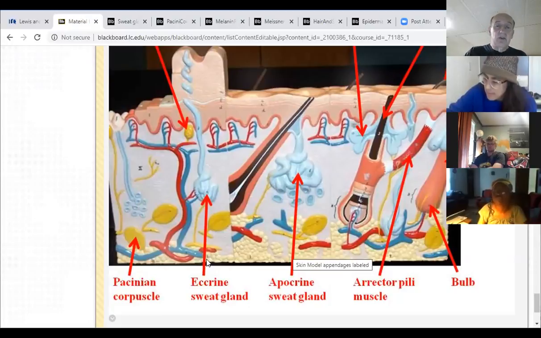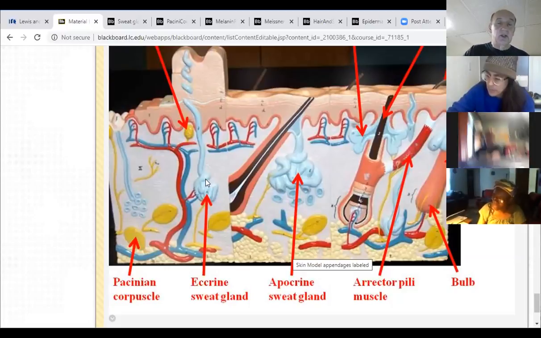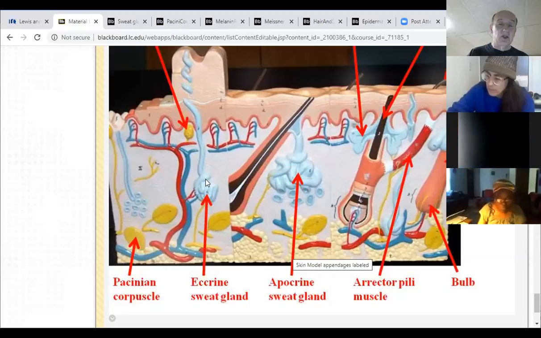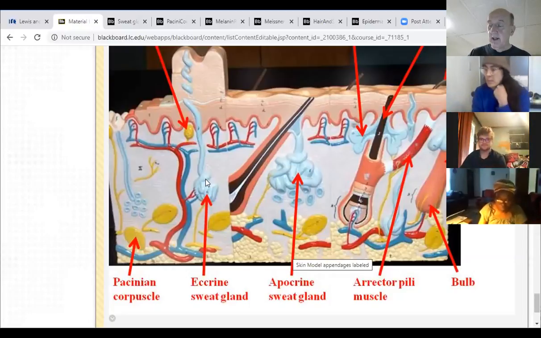The eccrine sweat gland secretes the regular sweat, or eccrine sweat, and this eccrine sweat gland and the sweat have a thermoregulatory function. This is what helps to cool our bodies down: the secretion of eccrine sweat from the eccrine sweat gland.